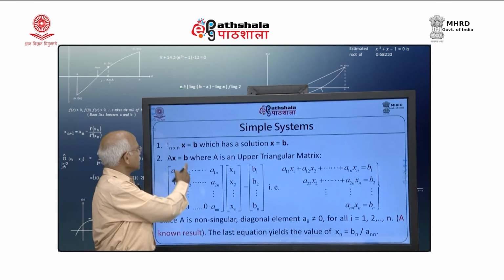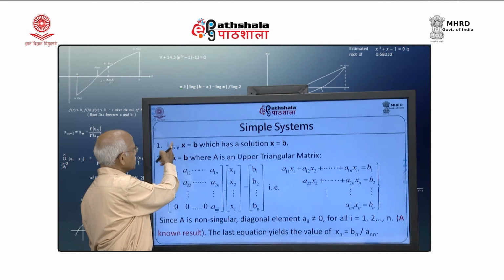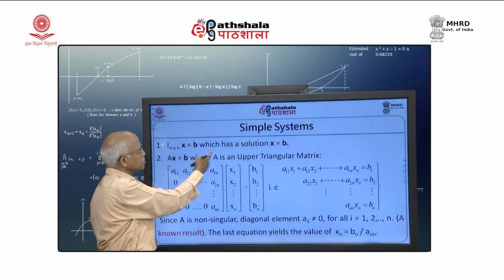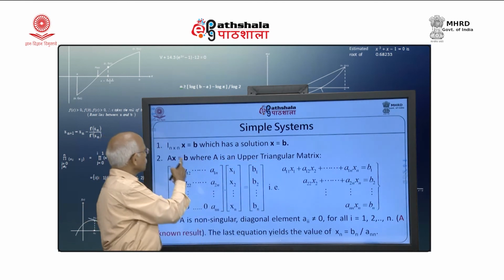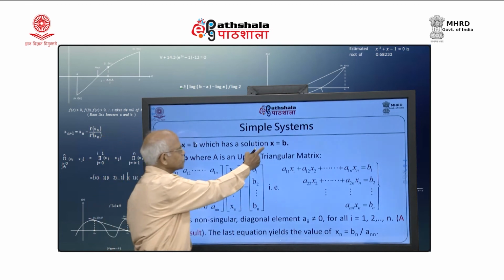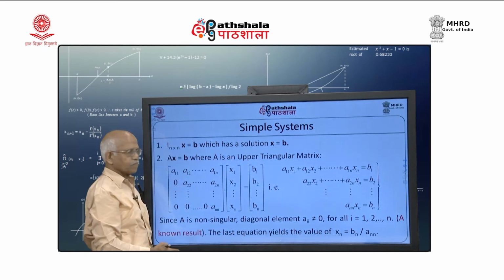For example, if I take the identity matrix in I x bar equal to b bar, then naturally the solution of such a system is nothing but x bar equal to b bar, because the identity matrix into x bar is x bar itself, and therefore, x bar equal to b bar is the solution of this system.